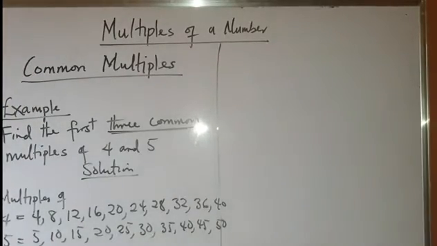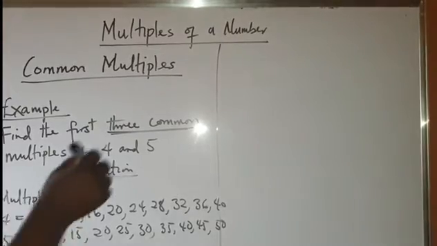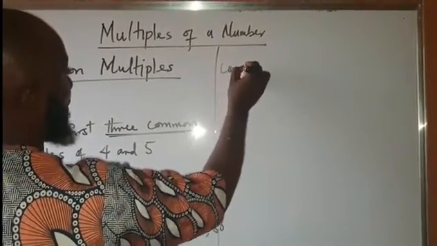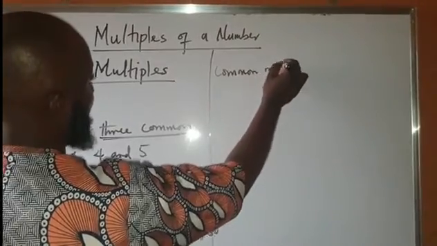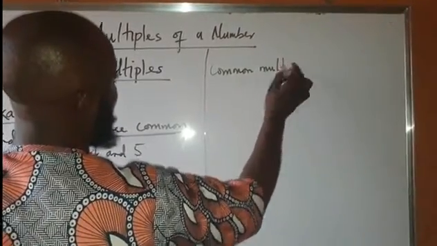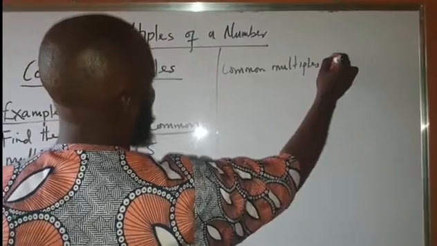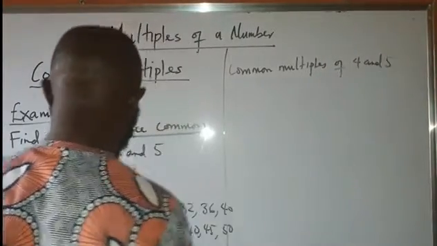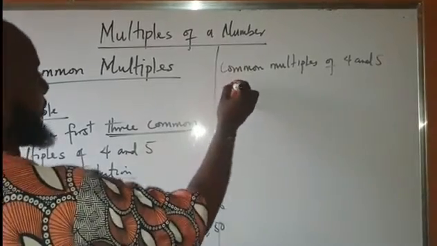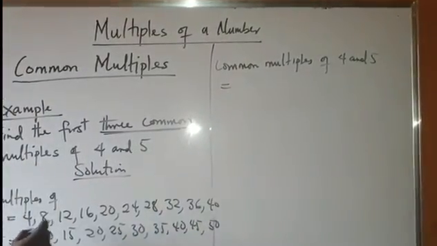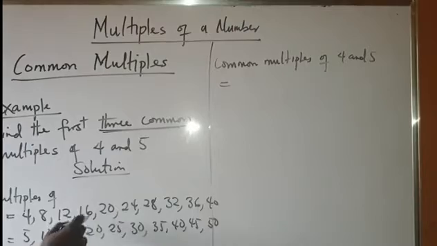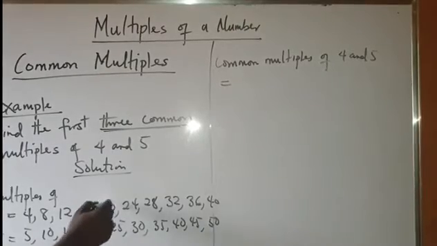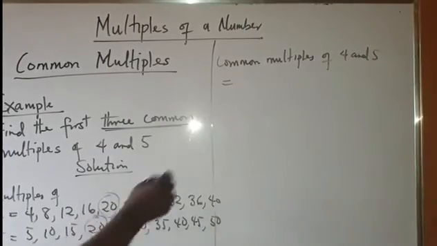So the next is to look for the common. What is common to both of them? Common multiples of 4 and 5. So 4 is still 4. Then 10. We have 20 is common to both of them. That's the first one.